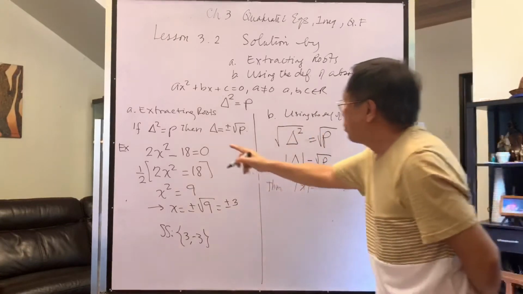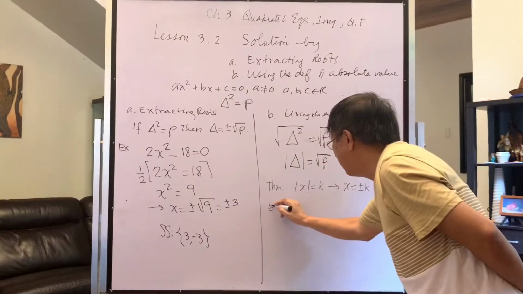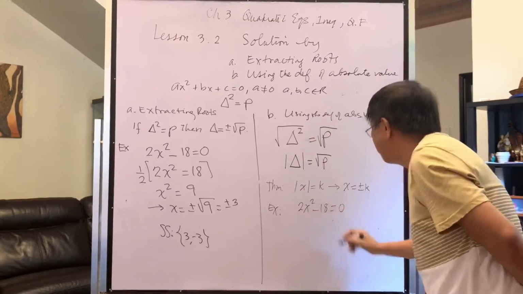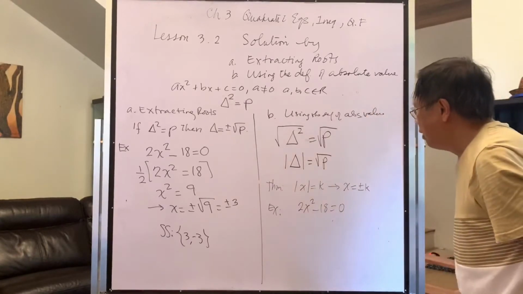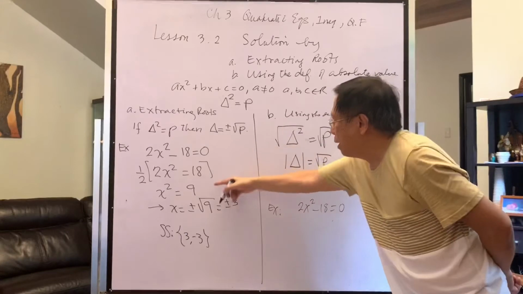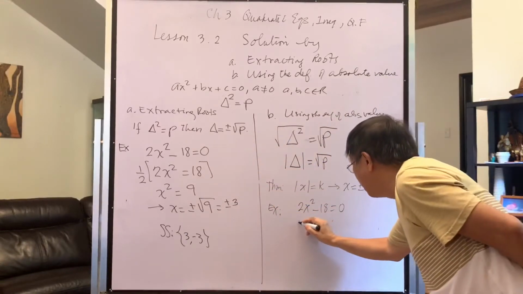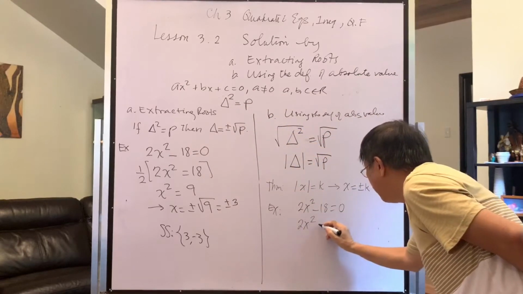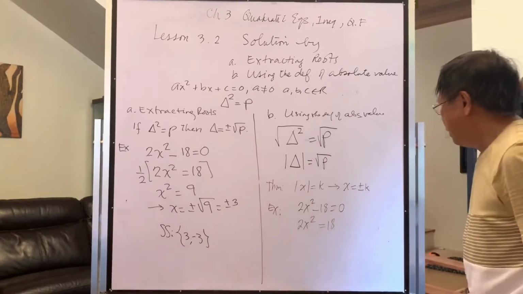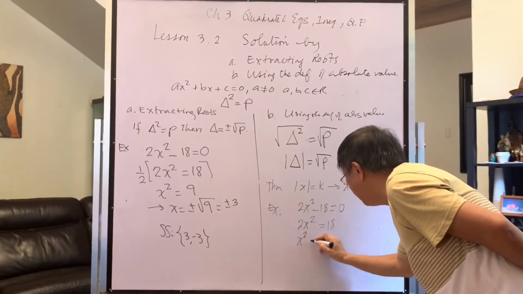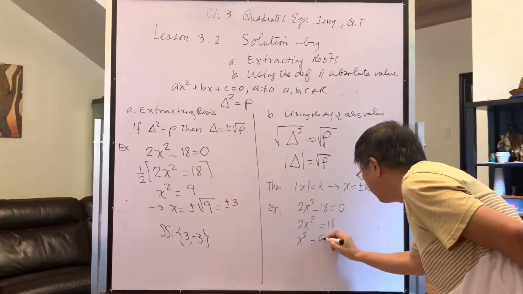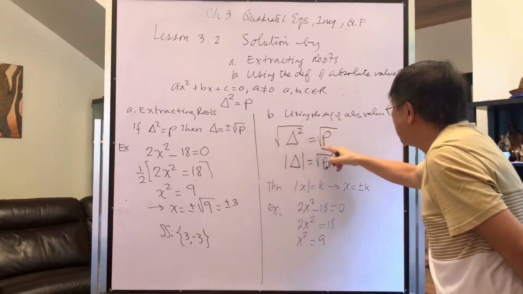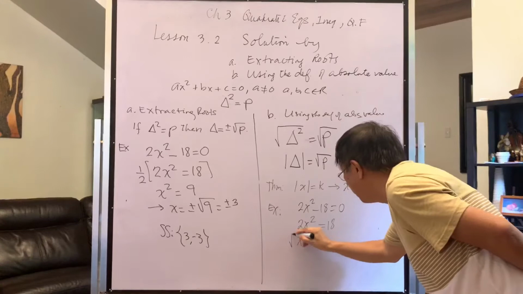Therefore, if we solve this problem now, let's have an example here. If we solve 2x squared minus 18 equals 0 using the absolute value definition, I will follow what I did here by expressing the given equation into the form triangle squared equals p. So I get here by APE, 2x squared equals 18, and by MPE, x squared equals 9. If I am at this point already, I will introduce the square root symbol to both sides of the equation.